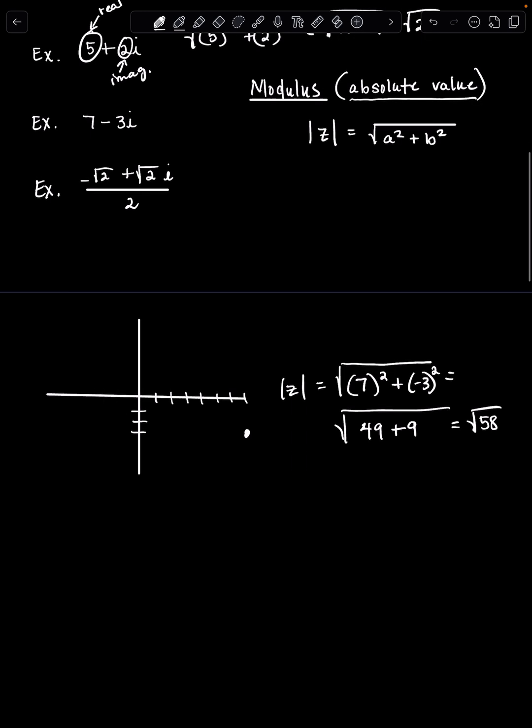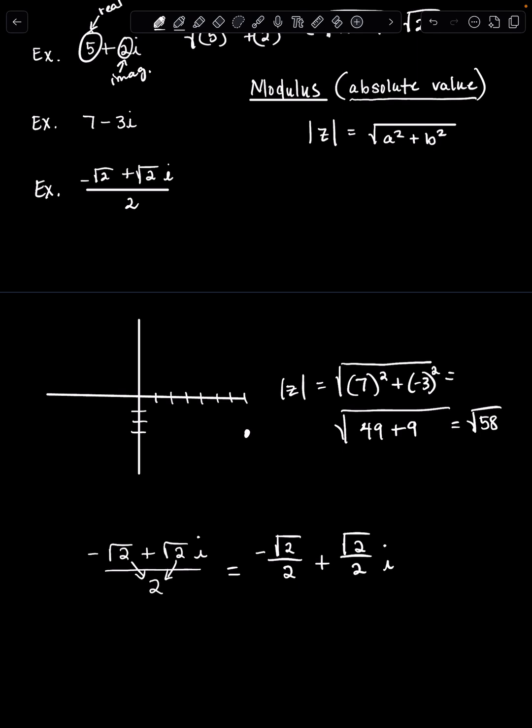So this last one, I've got negative square root 2 plus square root 2i, all over 2. All right, now this is not in a plus bi form, so that's the first thing you need to do. To write it in a plus bi form, just split it up, right? You're dividing by a monomial, so you can split these into two fractions. So I've got the negative square root 2 over 2 plus the square root of 2 over 2 i.